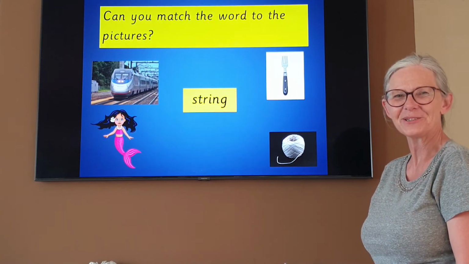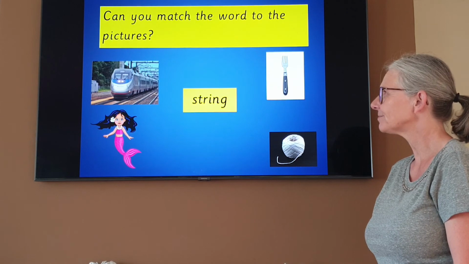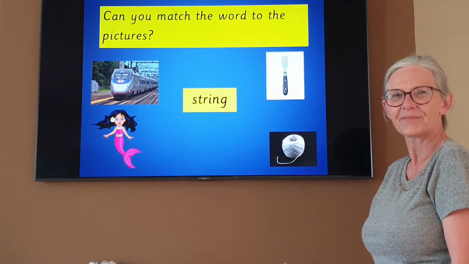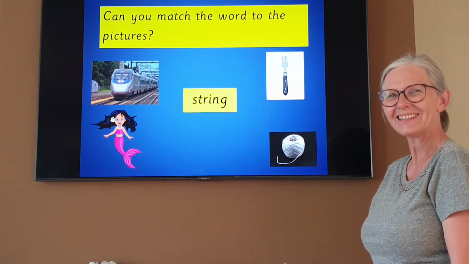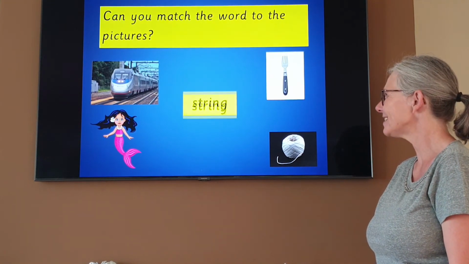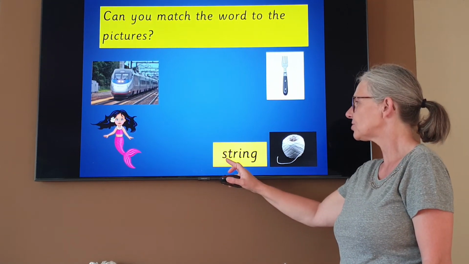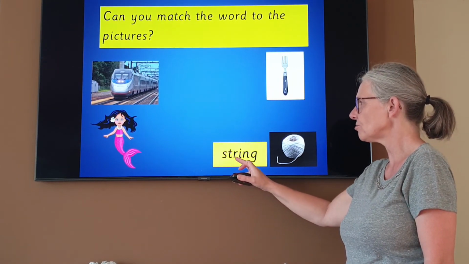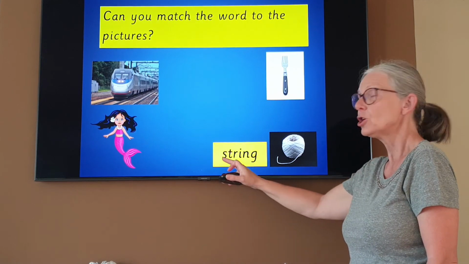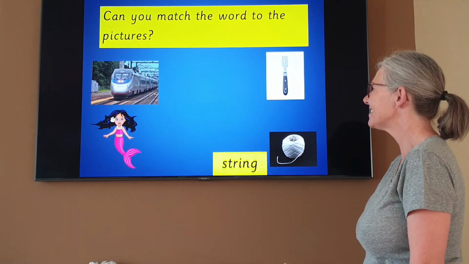Okay, what about the next one? Can you read this word? Sound talking, remember first. What do you think it says? So which picture does it go with? Let's see if you're right. Sound talk it with me. St, r, str, i, ng. String. Did you get it? Well done.